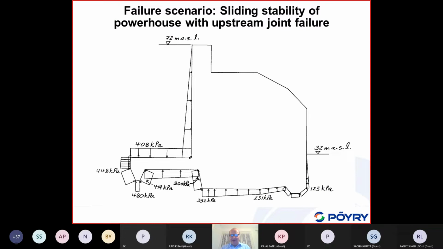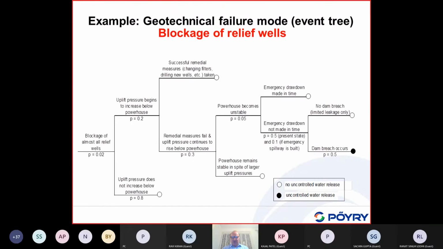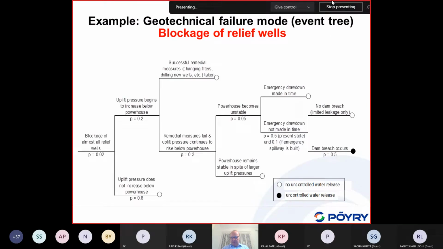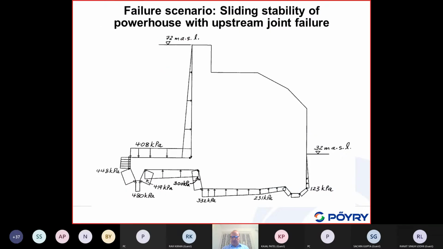Let me look into the stability. This is a failure scenario, sliding stability of a powerhouse, a riverbed powerhouse. Okay, we are obviously in the top portion. And you see this is the upstream side, so we have a water pressure here. We have some concrete apron, we have some pressure acting here. We have the uplift here on the foundation.